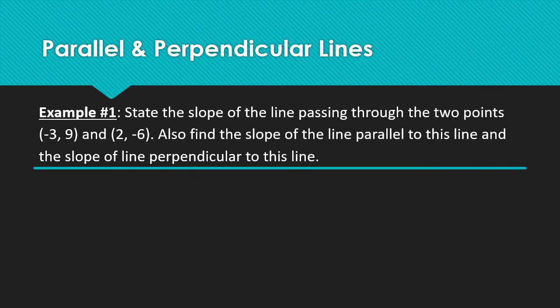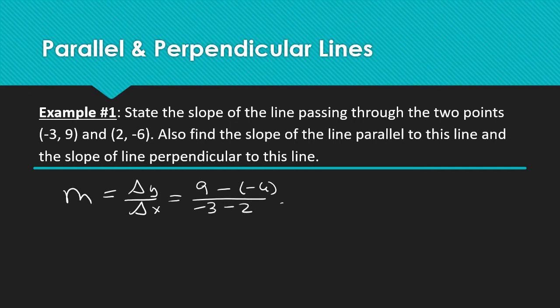Example 1 says, state the slope of the line passing through the 2 points (-3, 9) and (2, 6). Find the slope parallel to this line and the slope of the line perpendicular. So hit pause and find the slope of the line. All right, welcome back. We have learned that the slope is the change in y over the change in x. So we're going to take my y minus my y over my x value minus my x value.